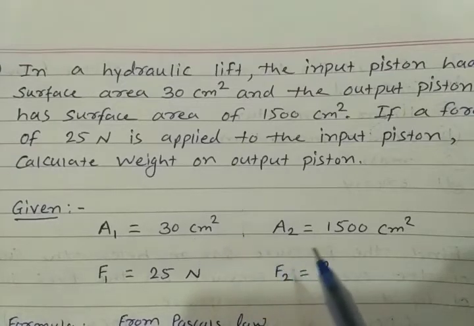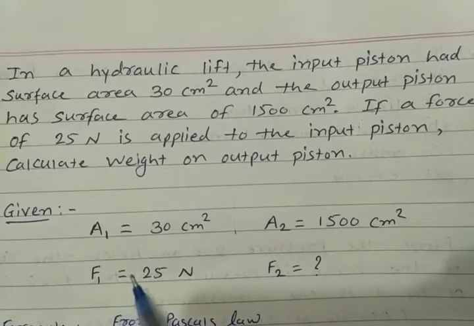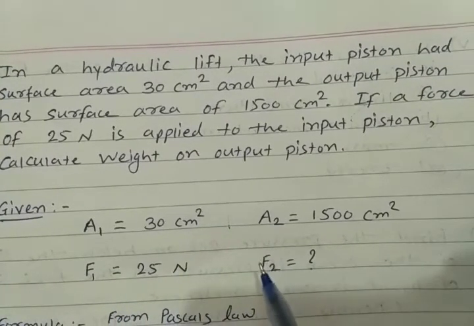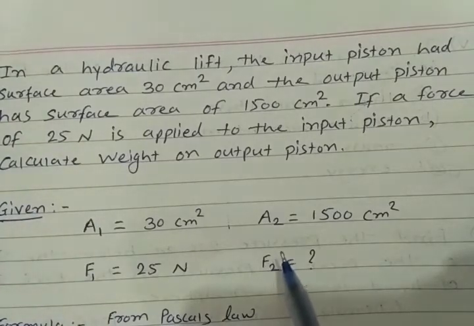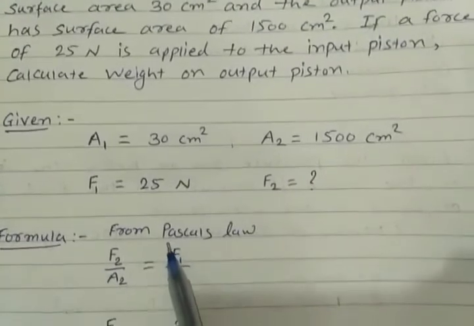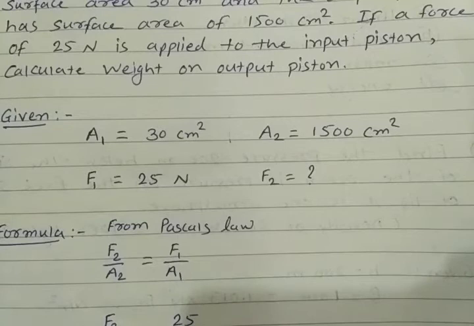Area of output piston is 1500 centimeters square. The force applied at the input is 25 Newton, and we have to find out the force at the second piston, that is output piston. So from Pascal's law, the pressure on both sides is the same. Pressure is force upon area, so F2 upon A2 is equal to F1 upon A1.